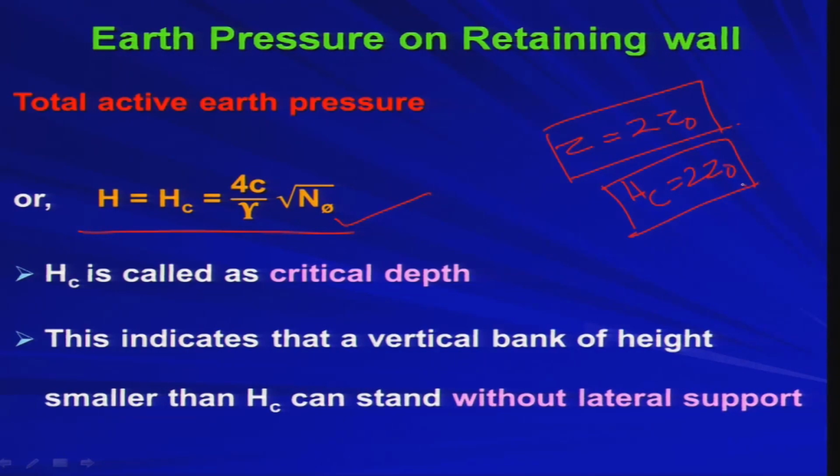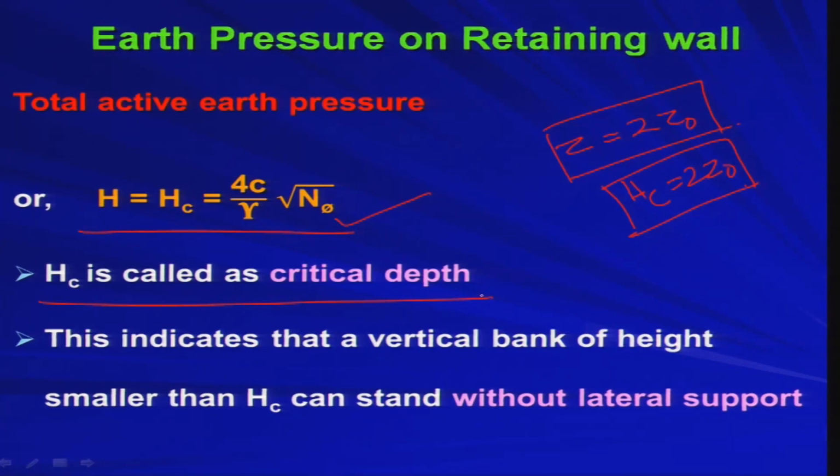So, when Hc is equal to 4c by gamma root over N phi, at that time you will be getting total thrust equal to 0, because the negative part and positive part will be cancelling each other. So, Hc is very important in soil mechanics. Hc is known as critical depth. Okay, so this is very important.